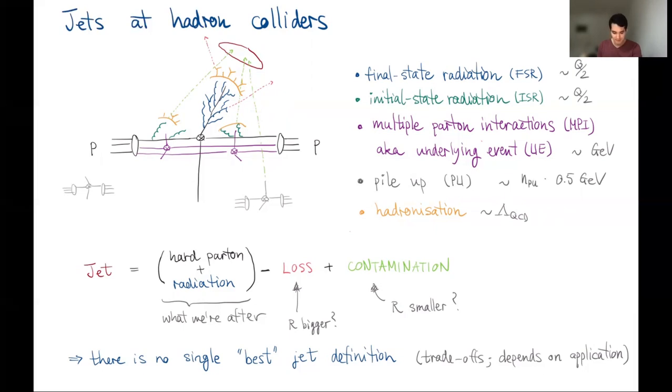So this highlights, I hope, that there cannot be a single best jet definition. There's always going to be a trade-off. And the choice of the jet definition always depends on the application that you want. Right? And we will look at exactly this picture again in more detail once we introduce the jet definition and look at how you can choose, for instance, the best cone size and things like this.